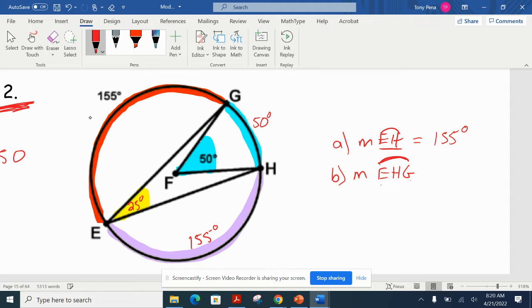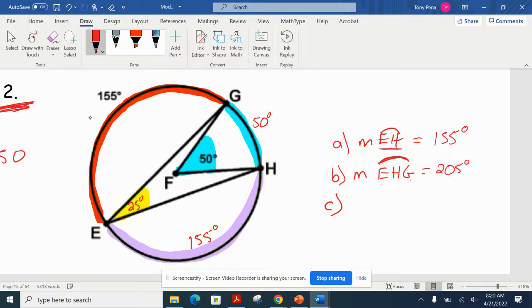So now you're going to go from E to H to G. Doesn't E start here? Here is your H, here is your G. So wouldn't EHG just be the sum of the purple and the blue arcs? All right, so we're going to add those up. Those would have to add up to be 205 degrees. Okay.